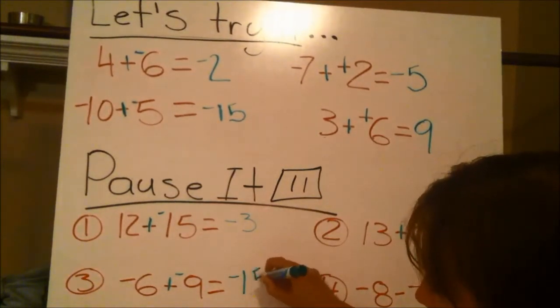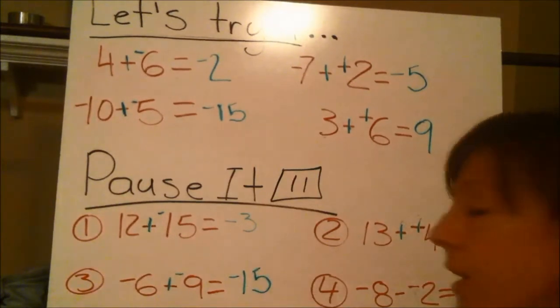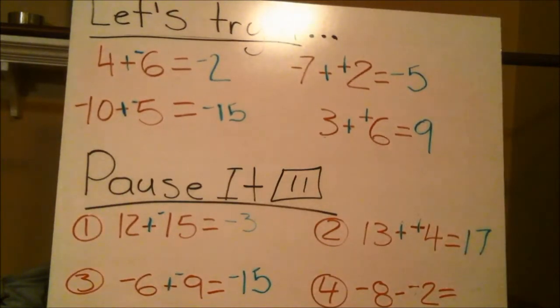I owe $6, I owe $9 more. Altogether I owe 15. Last one, number 4. Negative 8 minus a negative 2. Negative 8 stays. I'm going to switch, switch. Negative 8 plus 2 is negative 6.